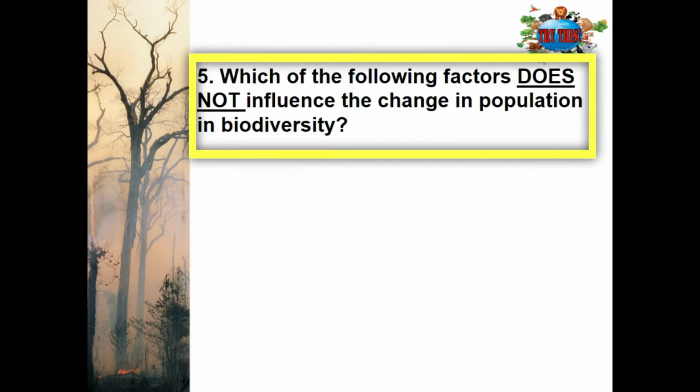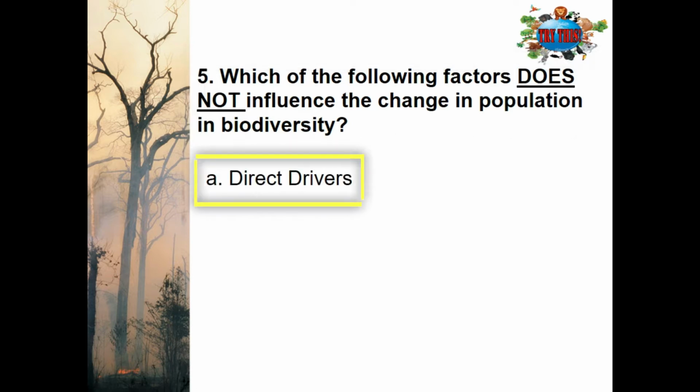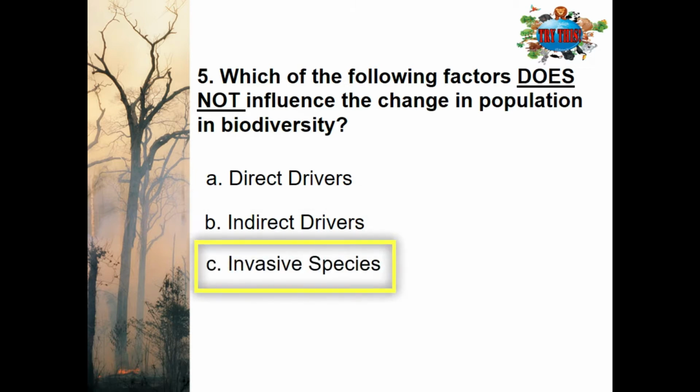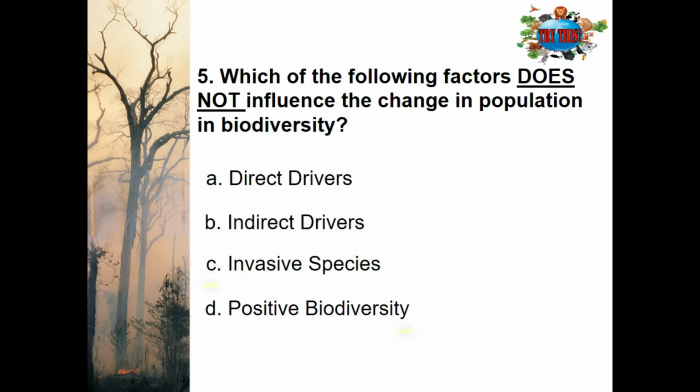Number 5. Which of the following factors does not influence the change in population in biodiversity? A. Direct drivers. B. Indirect drivers. C. Invasive species. Or D. Positive biodiversity.